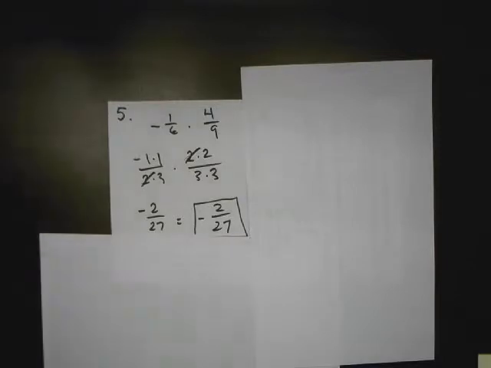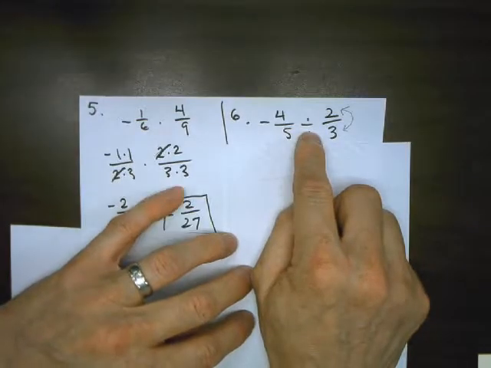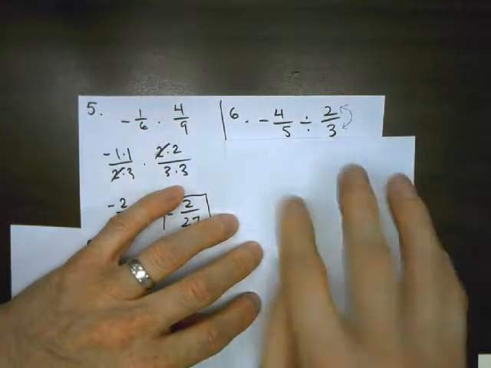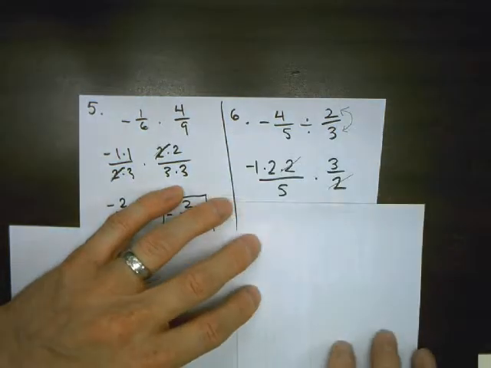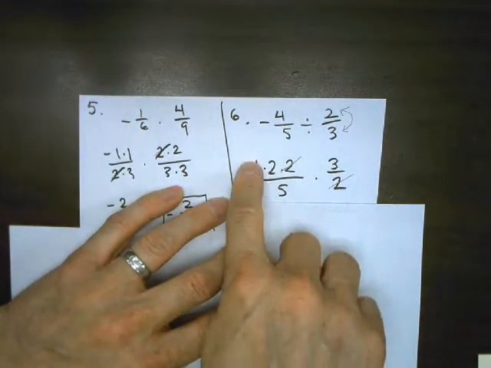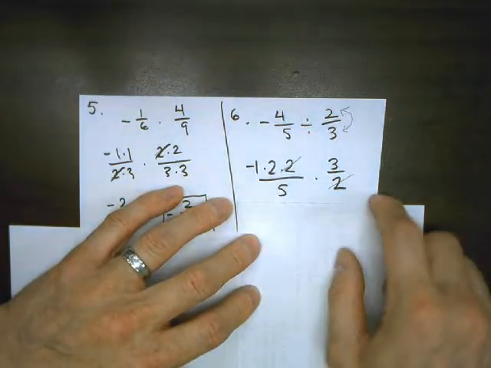6 says negative 4/5 divided by 2/3. So in order to make this into a multiplication problem, I have to multiply by the reciprocal, flip it upside down. So I'm going to flip this one upside down. Never flip the first one, okay? And then I do my factor trees. Remember, I always put my negatives up top just so I know what to do with them. And 4 is 2 times 2.